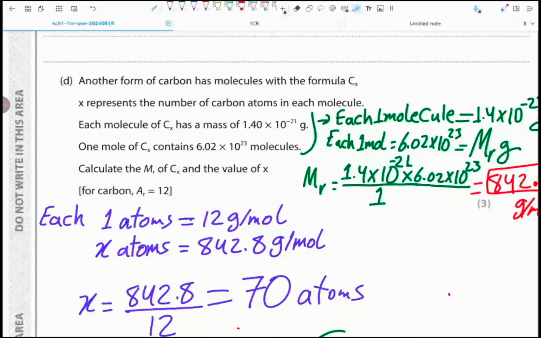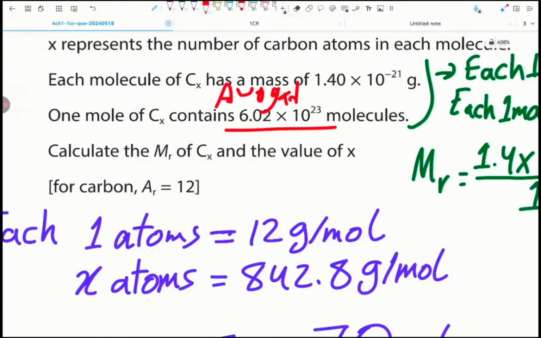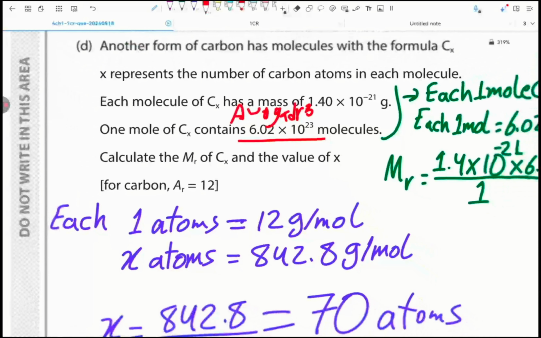We don't know how many carbons are in this formula. We don't know to how many carbons one carbon is attached. X carbons. Now, X represents the number of carbons that one atom is attached to inside this molecule. Now, one mole contains 6.02 multiplied by 10 exponent 23 molecules. This is, as we all know, called the Avogadro constant. And we all know the Avogadro constant.